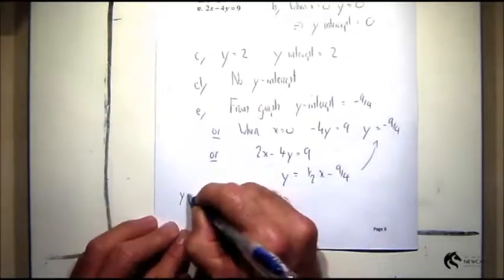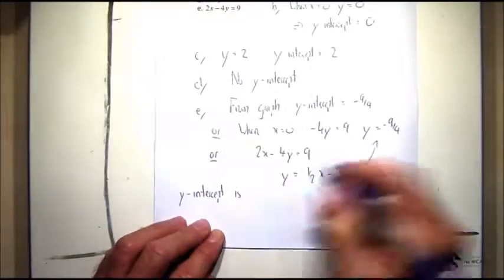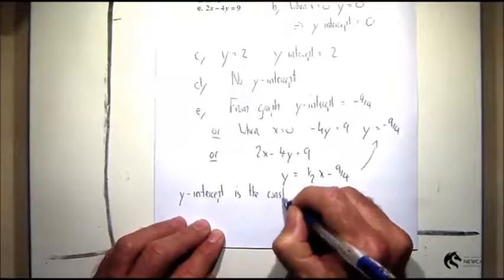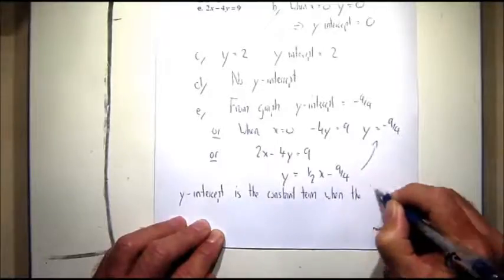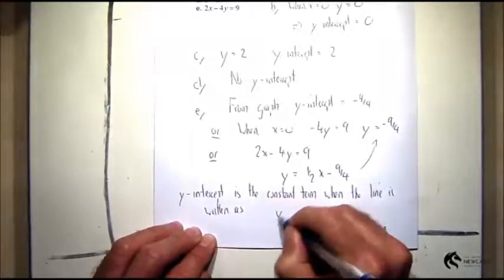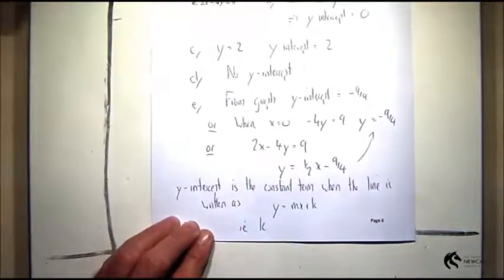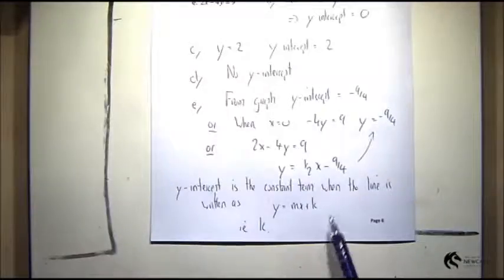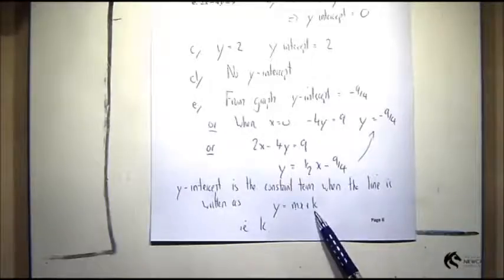The y-intercept is the constant term when the line is written as y equals mx plus k, i.e. the k. So when you write a line in this form, the coefficient of x is the slope, the constant term is the y-intercept. And you can just read those straight off the equation, which is nice.